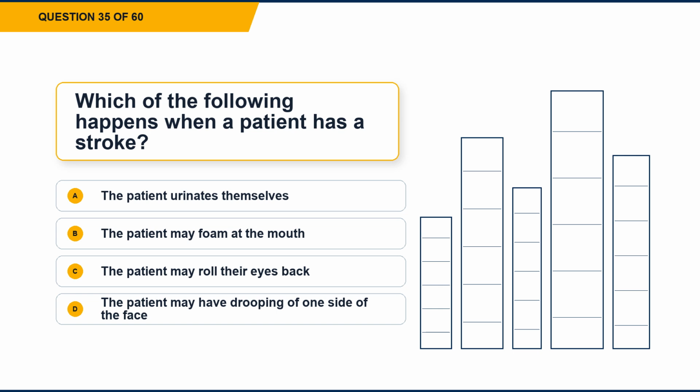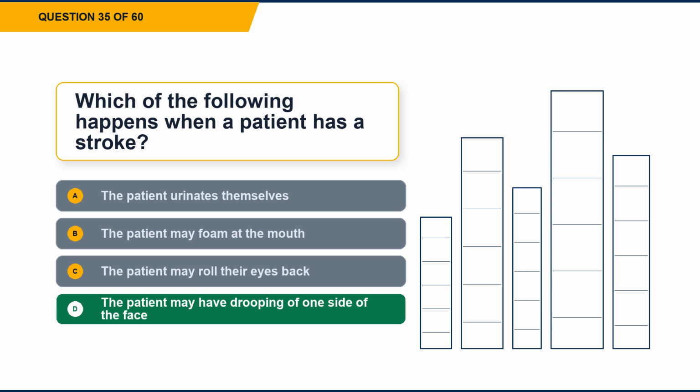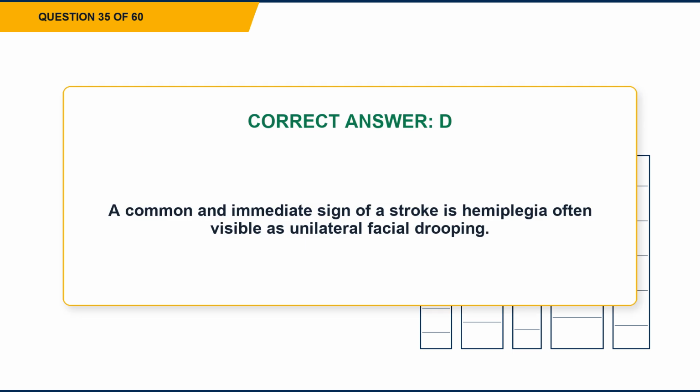Question 35. Which of the following happens when a patient has a stroke? Option A, the patient urinates themselves. Option B, the patient may foam at the mouth. Option C, the patient may roll their eyes back. Option D, the patient may have drooping of one side of the face. The correct answer is option D. The patient may have drooping of one side of the face. Explanation: a common and immediate sign of a stroke is hemiplegia, often visible as unilateral facial drooping.